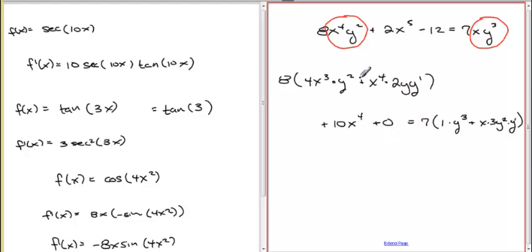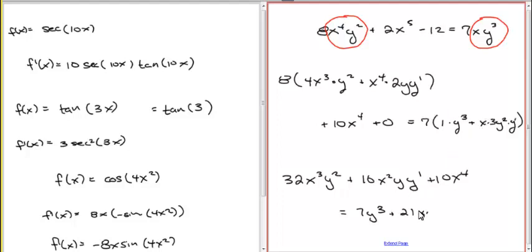Okay, now once you do that, you multiply everything out so you can get all the terms individually instead of having these parentheses. So 8, actually we'll go ahead and multiply out. So 8 times 2, 16. 8 times 2 is 16 here. 8 times 4 is 32. Okay, then we've got x squared y prime plus 10x to the fourth is equal to 7y cubed plus 7 times 3 is 21, x, y squared, y prime.